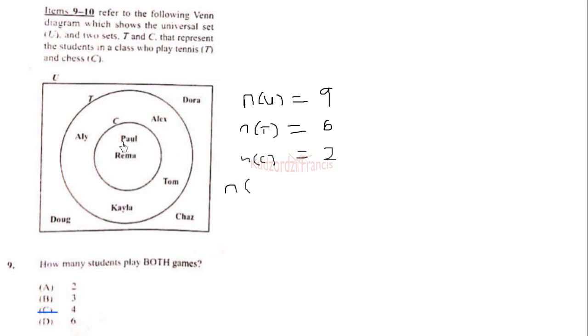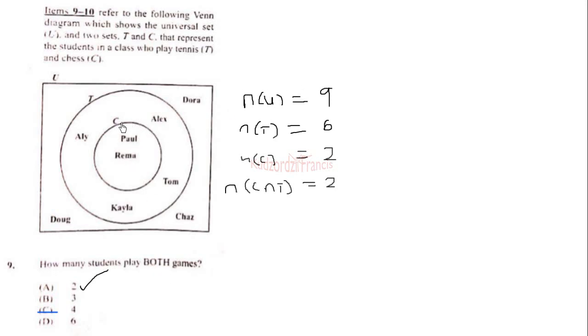You can see that Paul and Rema play rugby and chess. Paul and Rema play chess. Paul and Rema play rugby also. So those who play chess and rugby, chess and tennis will be equal to 2. So the correct choice should be A. How many students play both games?